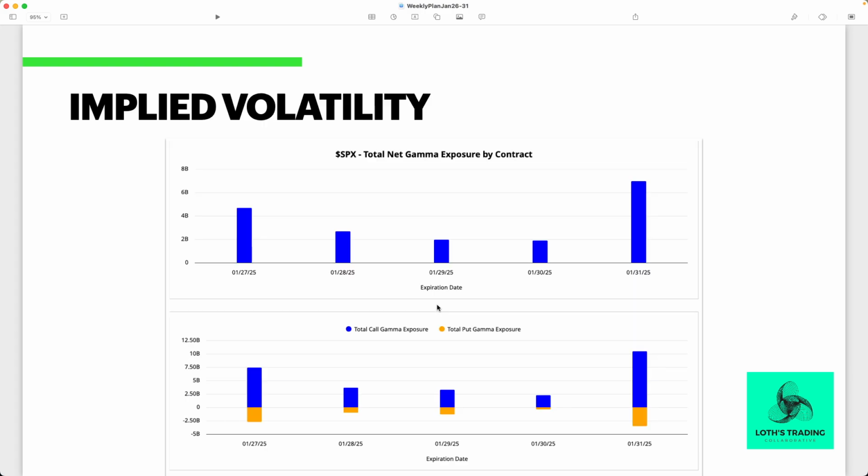So let's take a look here. This is the implied volatility for the rest of the week. With a lot of exposure, most of the gamma exposure is going to be later in the week, so we may not see a lot of huge moves related to the market moving around for gamma. But on Friday, that's a really important day, so just be careful of big moves on Friday and Monday.